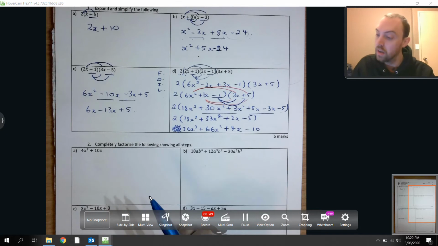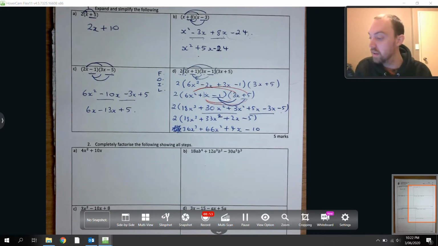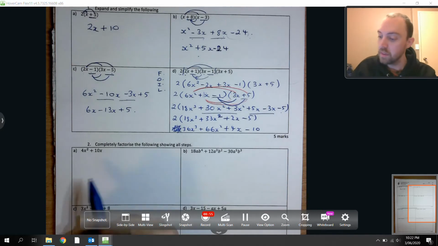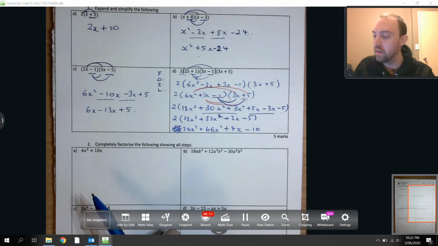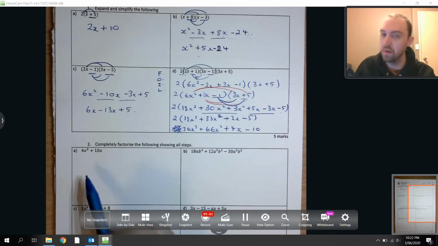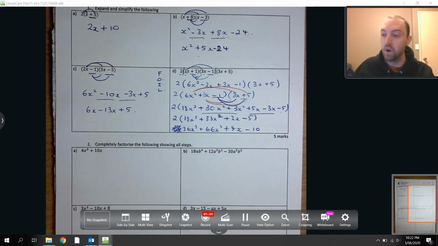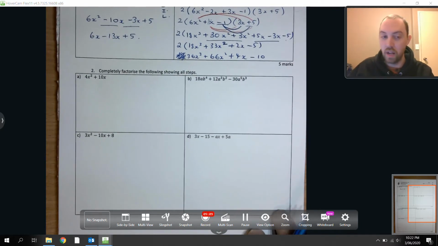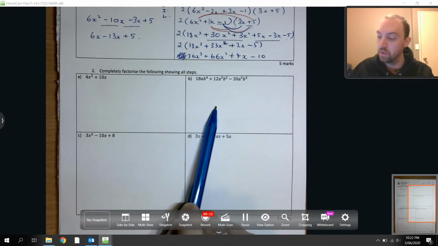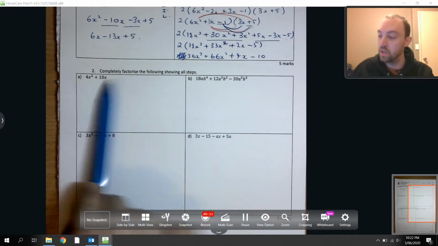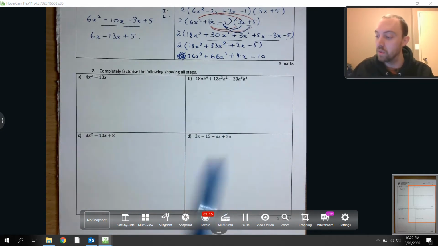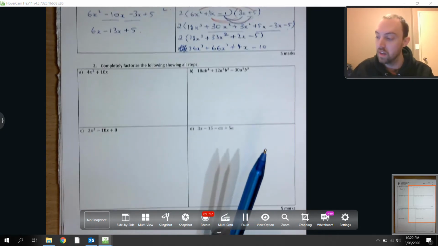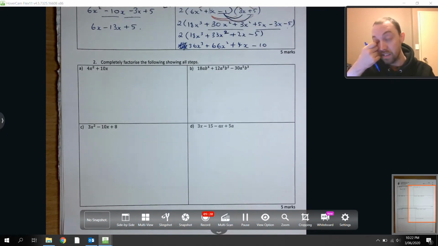Okay. Question 2, completely factorize the following showing all steps. Now, if we are factorizing, we're going to have two types of problems, I guess: when we're removing a common factor or when we have the quadratics. So these first two are just going to be removing factors. These next two are going to be kind of like quadratics, and we need to take them out in a slightly different way.